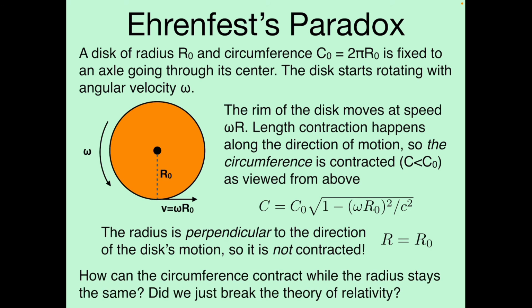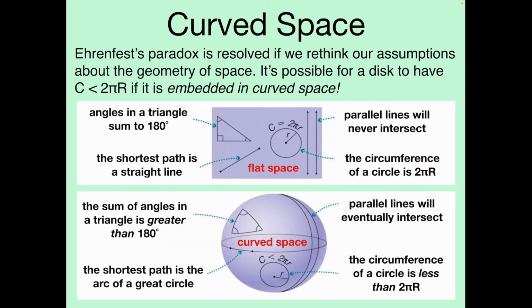How is it possible that the radius stayed the same, but at the same time, the circumference of the disk got smaller? Is that even possible? Or did we just find some sort of flaw in the theory of relativity? Did we sort of break the theory of relativity? Well, the answer is no. Actually, all of this can make sense.